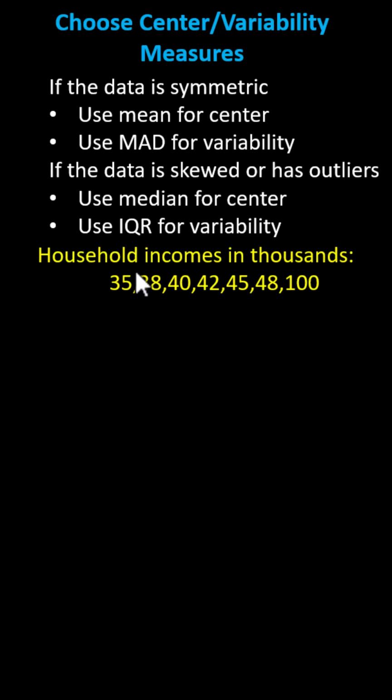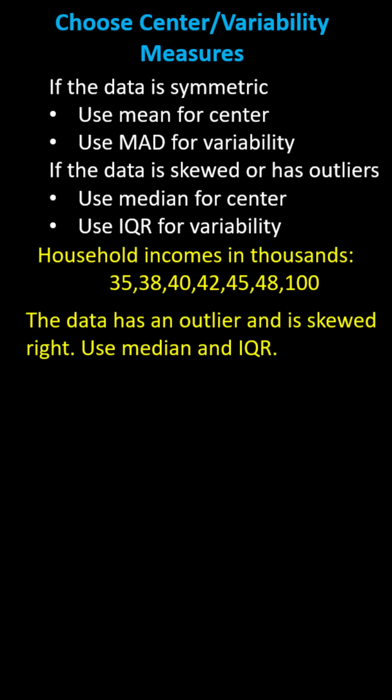And now let's look at an example. Here we have data that represents household incomes in thousands. We have 35, 38, 40, 42, 45, 48, and 100. Notice this 100 is much larger than most of the data, and therefore the data is skewed to the right or has an outlier, and therefore we should use the median for the measure of center and the interquartile range for the variability. Let's begin by determining the median.